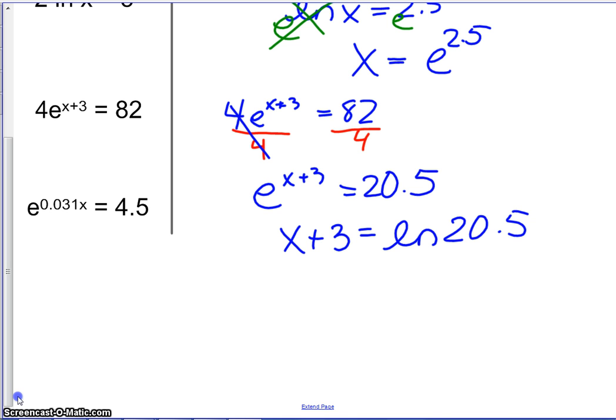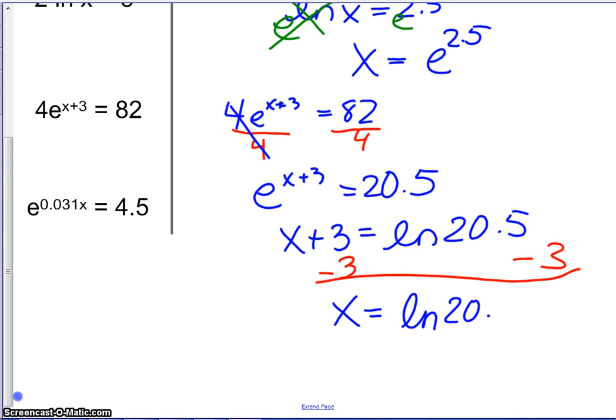So now what I need to do to solve this is I need to subtract 3 from both sides. So my answer in the end is that my x would equal the natural log of 20.5 minus 3.